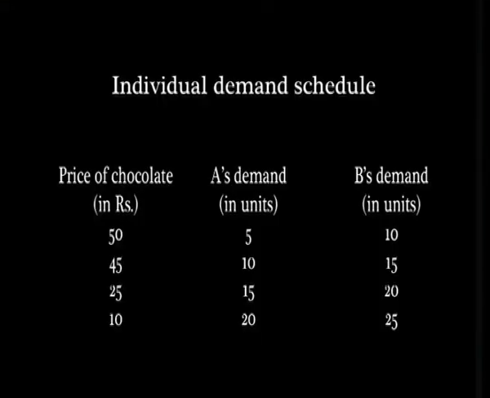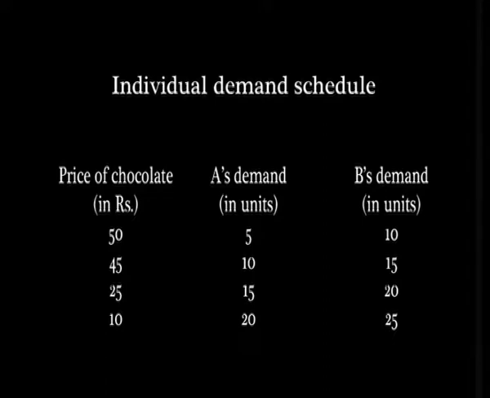Let's consider the example of individual demand. Kindly have a look at this demand schedule. At price rupees 50, individual A's demand for chocolates is 5 units, and at price rupees 45, A's demand for chocolates is 10 units, and so on.